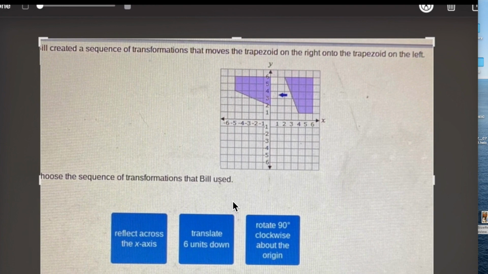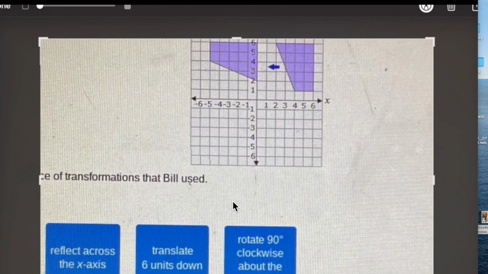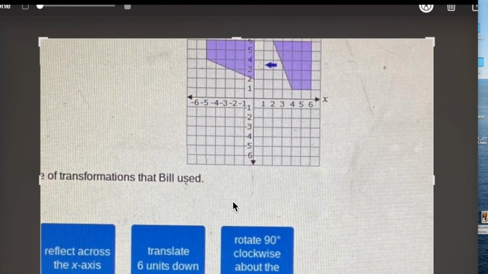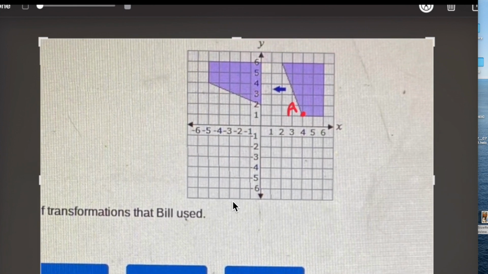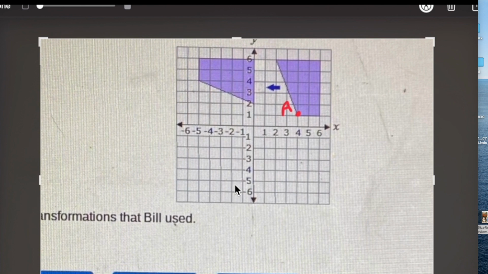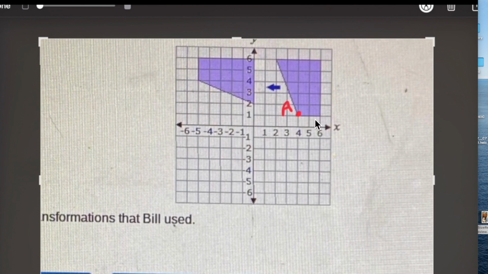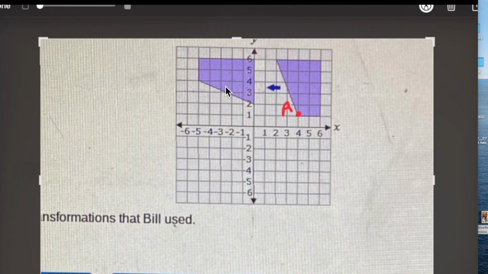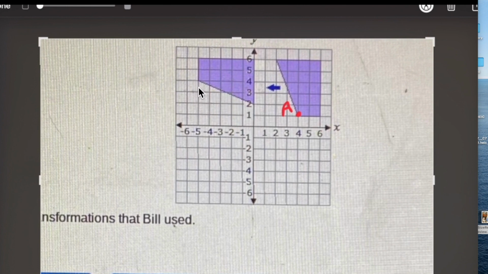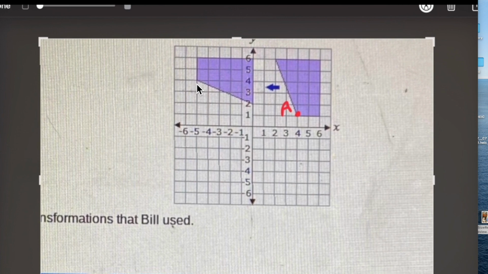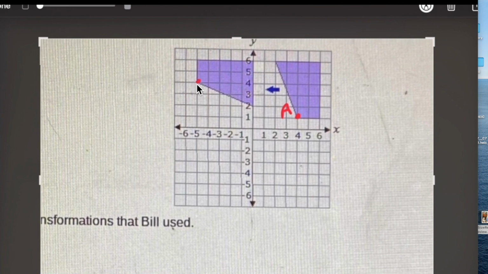So the first thing I notice here is I'm going to pick a point. So let's pick this point right here and call that A. And we're going to pick the point where this angled line joins the short horizontal segment. So here's the angled line joining the short horizontal segment. So that's going to be point A triple prime.